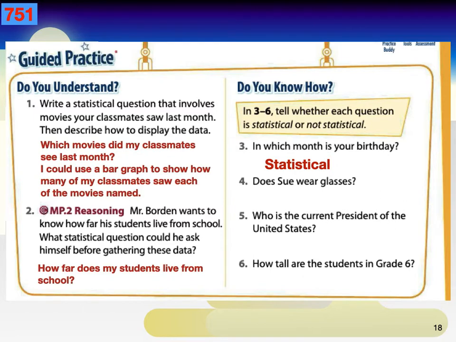Question 4. Does Sue wear glasses? So this question is only answerable by either yes or no. So there will only be one exact answer here. So therefore, this question is not statistical. Question 5. Who is the current President of the United States? This question is also answerable by only one exact answer. Therefore, this question is not statistical.